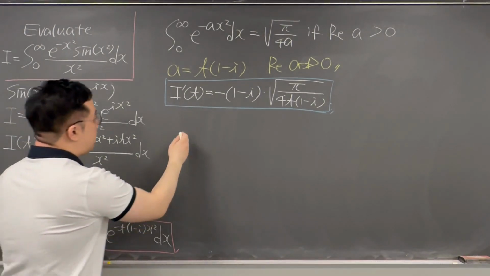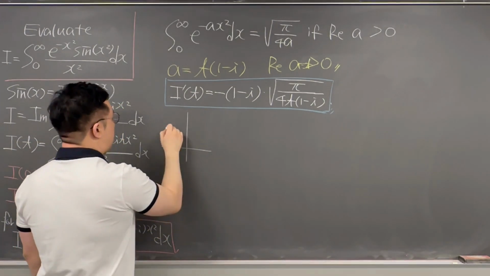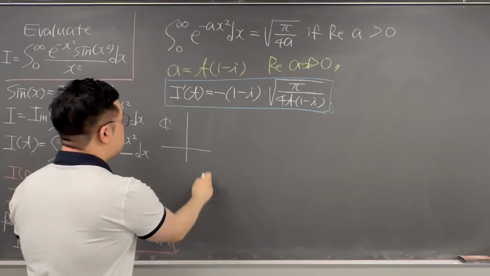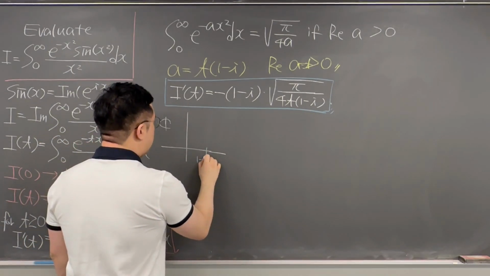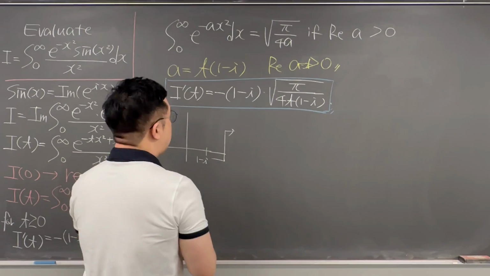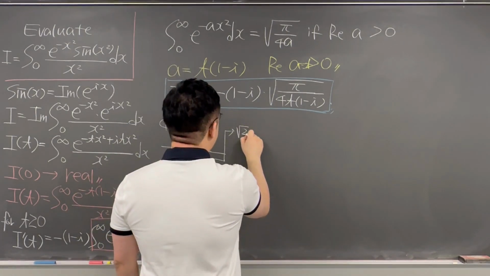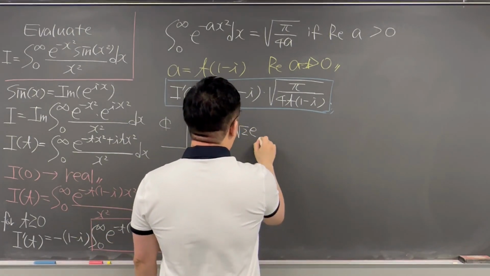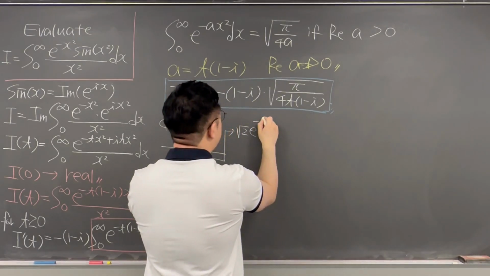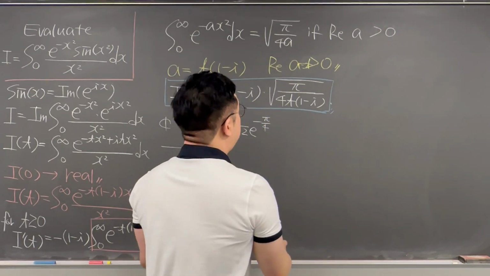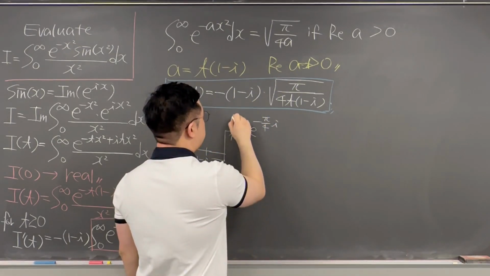Then we can actually do a little visual. Let's say this is a complex plane, and then you have this 1 minus i. This is going to be the same thing as the square root of 2 times e to the power of negative pi over 4 times i.